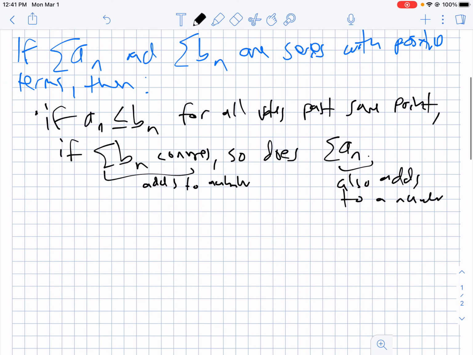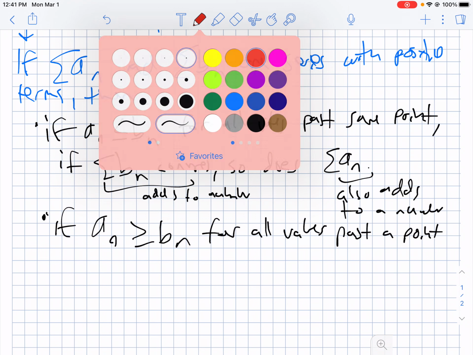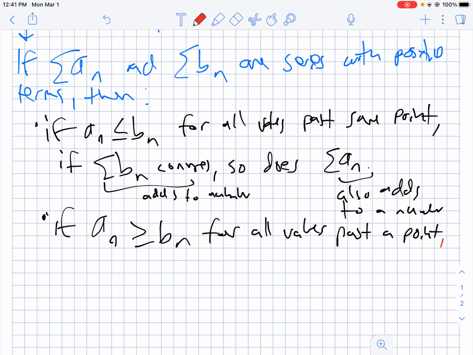It's got to be going to a number that's probably a little smaller than the b sub n series. So the other side of this coin tells you that if you have some series that is bigger than b sub n, and again, for all values past some point, meaning everything past n equals 1, everything past n equals 5, whatever, that's not super important. If a sub n is bigger than or equal to b sub n, and if your series b sub n diverges, then so does the series a sub n.